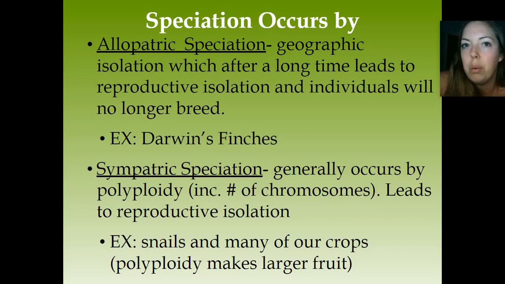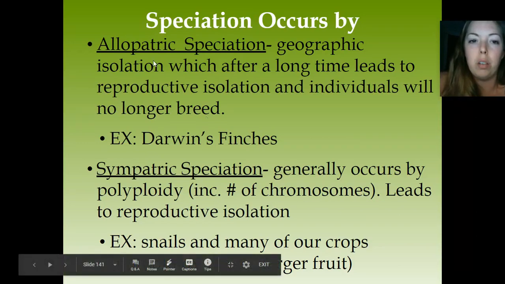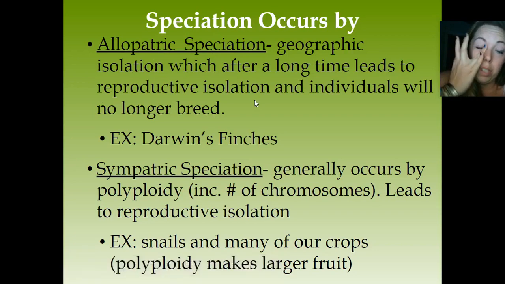They're going to become so different that even if the physical barrier were removed, those two populations could no longer interbreed and produce viable offspring, meaning two species. They're no longer the same species. Because this process of speciation requires geographic isolation, we call that allopatric speciation. The easiest way to think of this is that allopatric speciation involves geographic isolation. There is some sort of barrier.